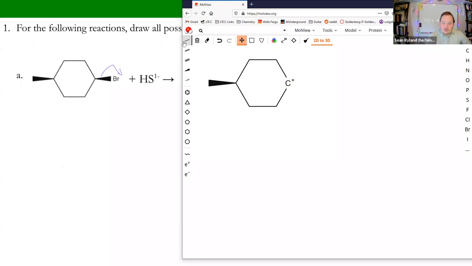So then what's the next step for, let's say we're doing the first order substitution? Get a nucleophilic attack. So we have a nucleophile right here. The sulfide has a negative charge. That's going to be attracted to a positive charge, which means next step just looks like that for substitution. And are we going to get more than one possible product here?